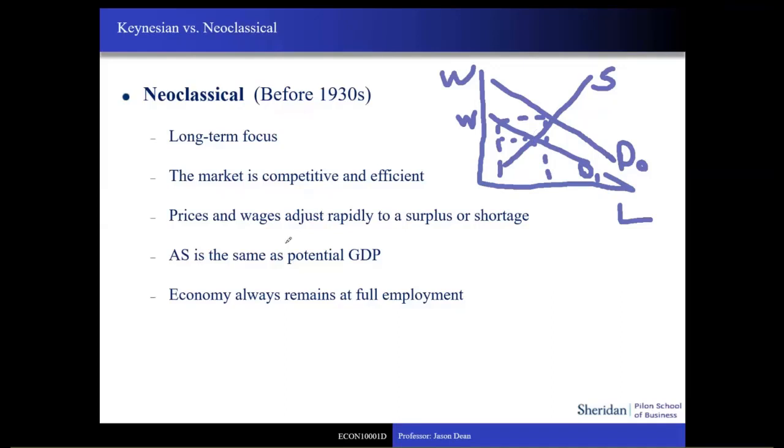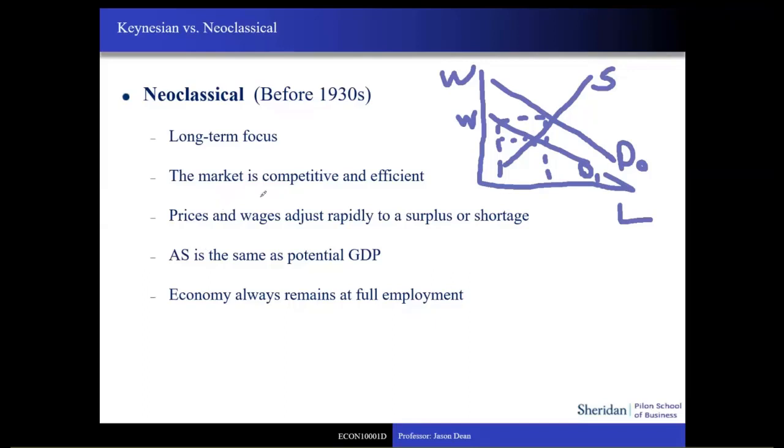So if you think that markets are competitive and efficient, and maybe there's not much unionization or anything like that, then if there is a recession, unemployment shouldn't be something that would persist for a long time. It would quickly get dealt with because wages would fall and the markets would clear again.